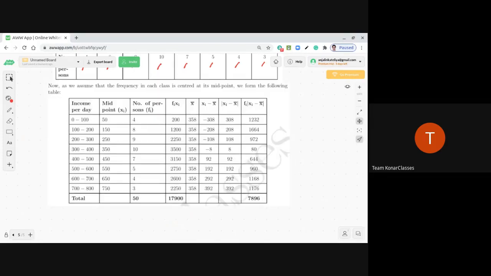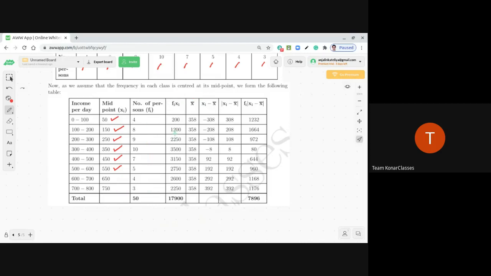to a wrong result. So the midpoints we found: 0 to 100, midpoint is 50; 100 to 200, 150; 200 to 300, 250; 300 to 400, 350; 400 to 500, 450; 500 to 600, 550; 600 to 700, 650; 700 to 800, 750. The number of persons, that is the frequency, is provided in this column. Then fi into xi, you can find. X bar, the mean, we already found previously by means of, oh, I'm sorry, just a minute.